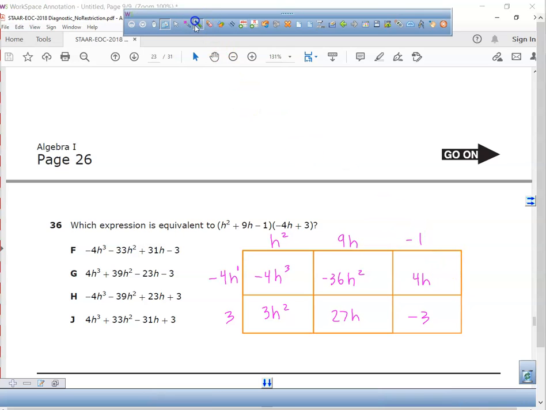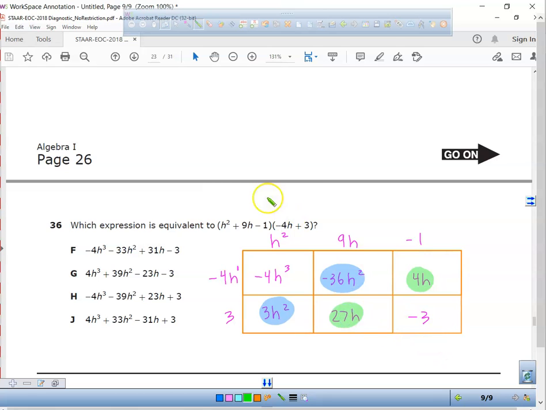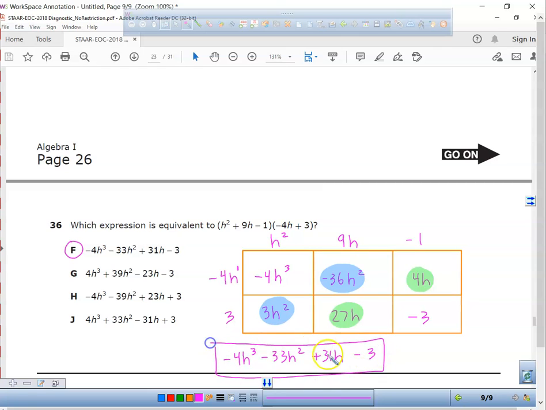Now we just have to look for like terms. So check this out. Would you guys agree that this term and this term could be added together? And the 4h and the 27h could be added together. All right, so here's our final answer. Negative 4h cubed. Negative 36 plus 3 is negative 33h squared. 27 plus 4 is 31h, minus 3. And it looks like our answer is answer choice F. And that's how you would do it by hand.